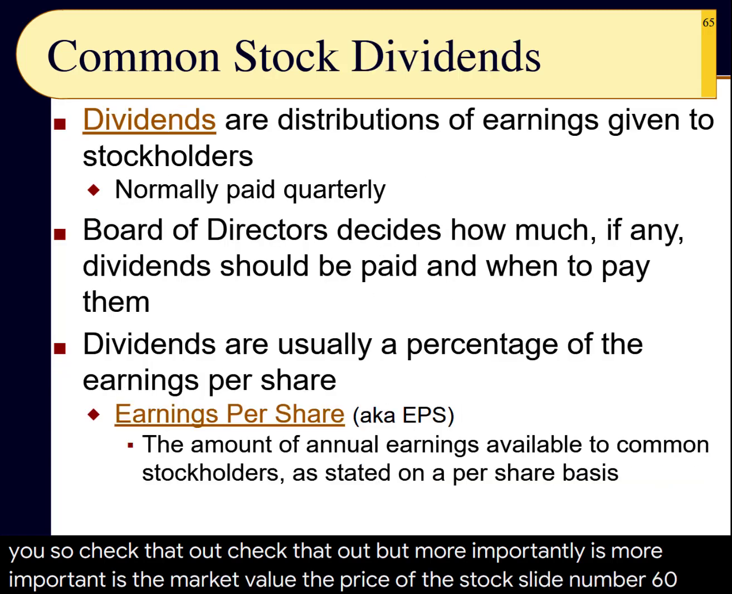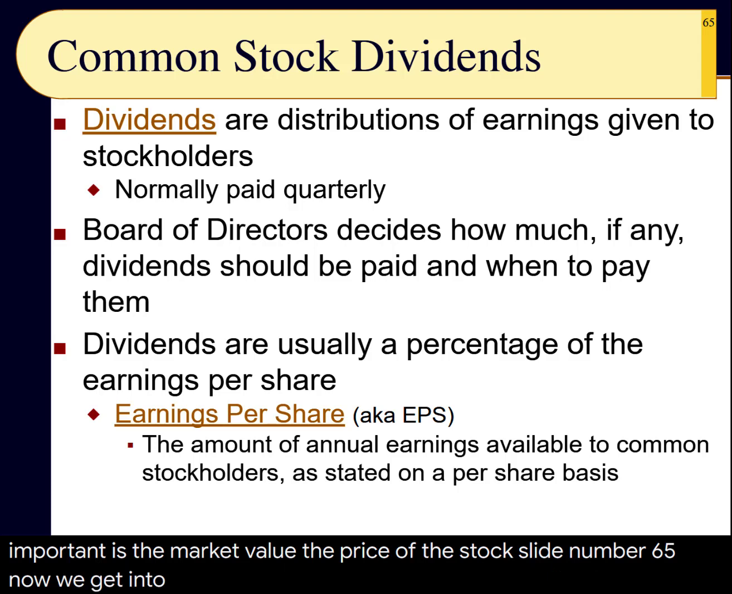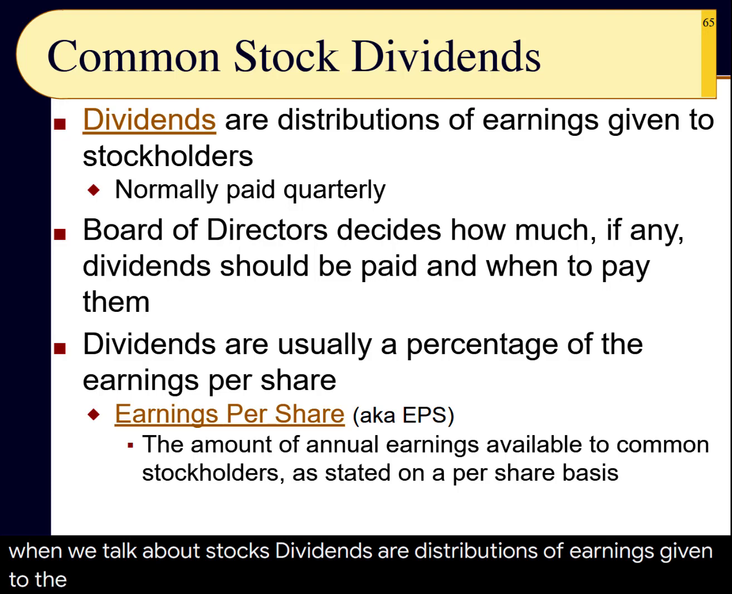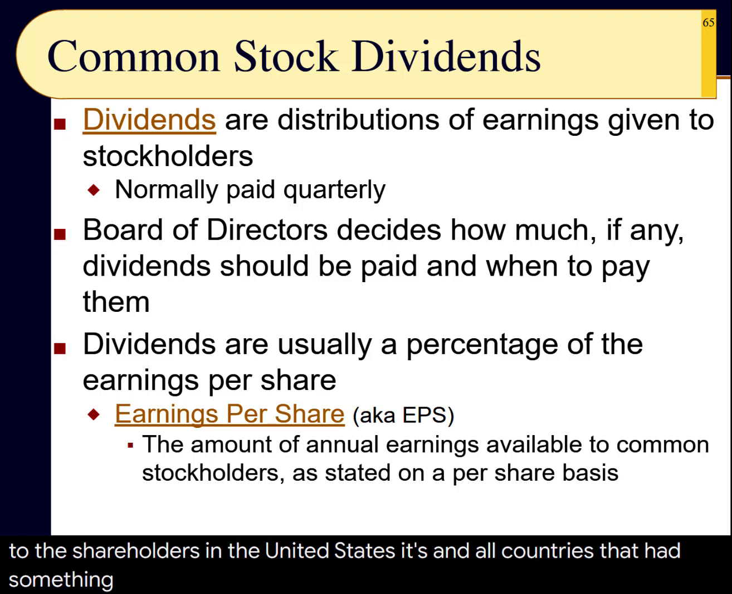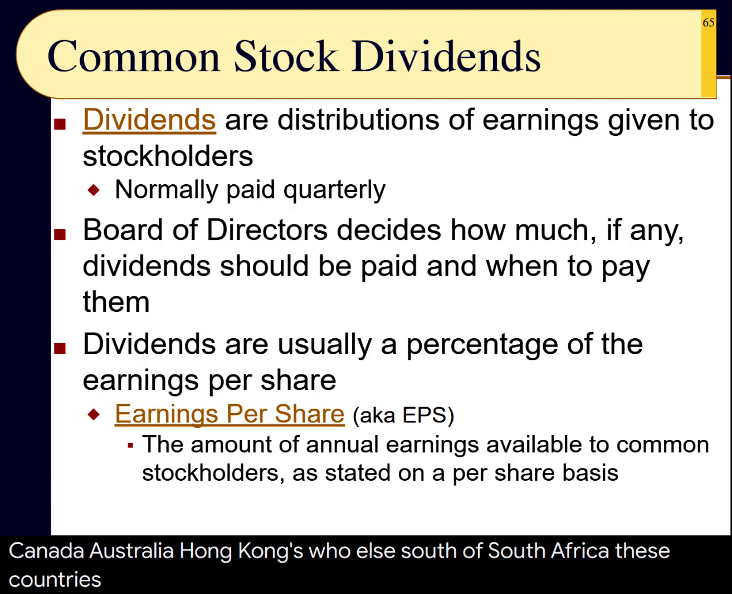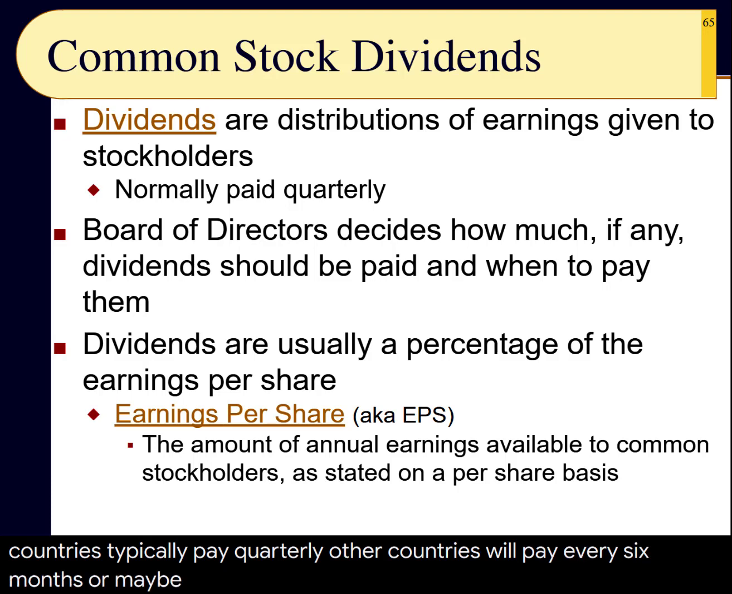Slide number 65. Now we get into dividends, one of my favorite things to talk about when we talk about stocks. Dividends are distributions of earnings given to the shareholders. In the United States and all countries that had something to do with the United Kingdom at one time or another, like Canada, Australia, Hong Kong, who else? South Africa. These countries typically pay quarterly. Other countries will pay every 6 months or maybe just once a year.